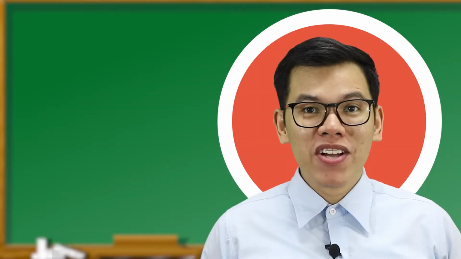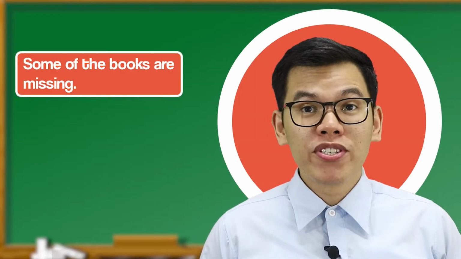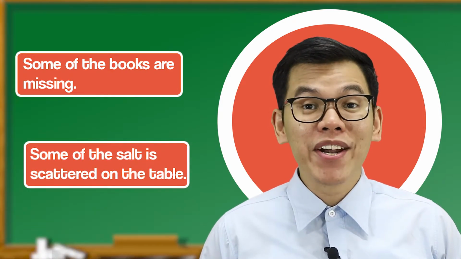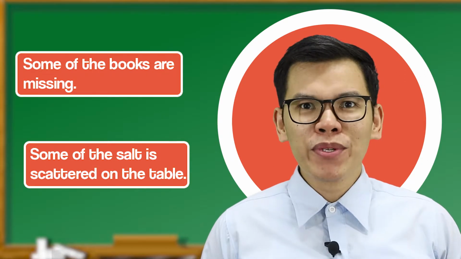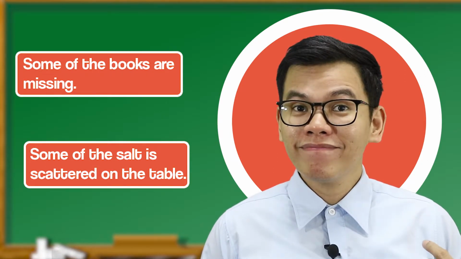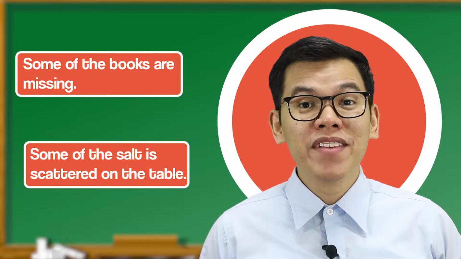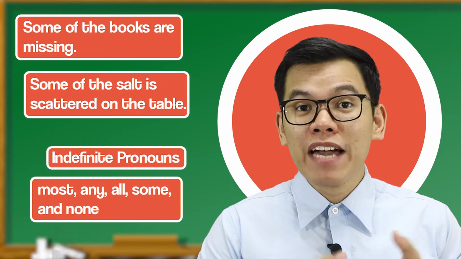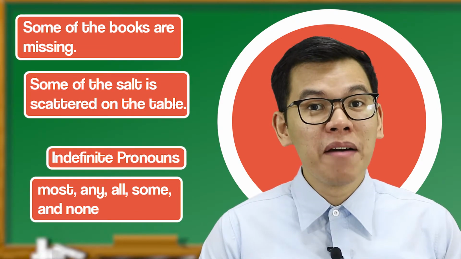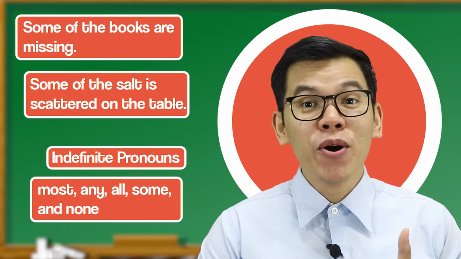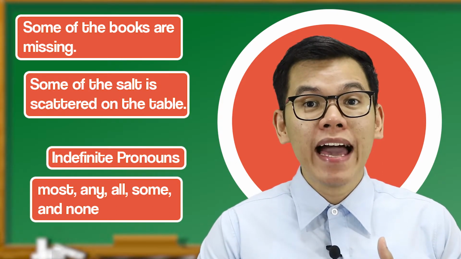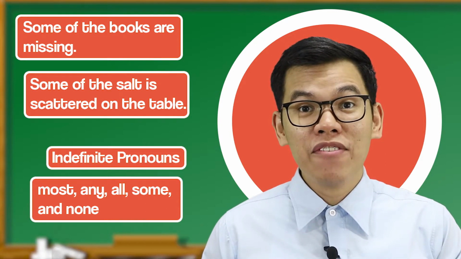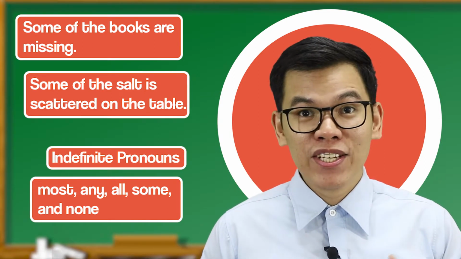Our next examples are: number 1, some of the books are missing. Number 2, some of the salt is scattered on the table. Which one do you think is correct? Actually, both of them are correct, because according to the rule, indefinite pronouns like some, all, most, etc. will have singular or plural verbs depending on the situation.